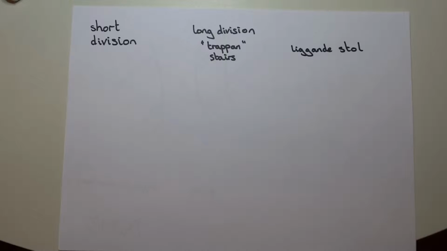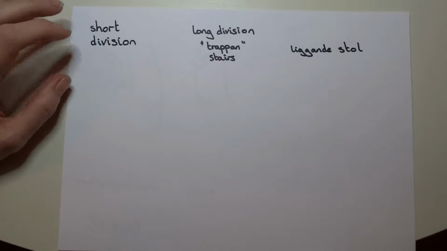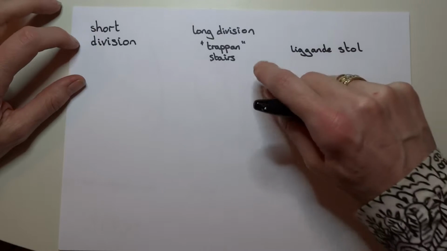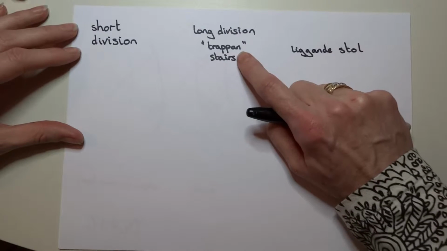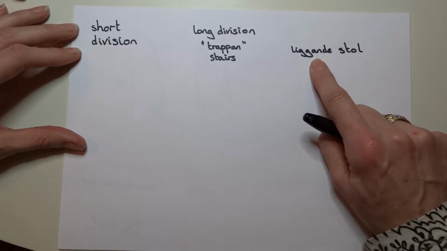Today we're going to go through some short division. I have a lot of children whose parents don't understand short division because they've only been taught the long division method. And in Sweden we have two ways of teaching long division. One is called trappan, one is called liggande stol.